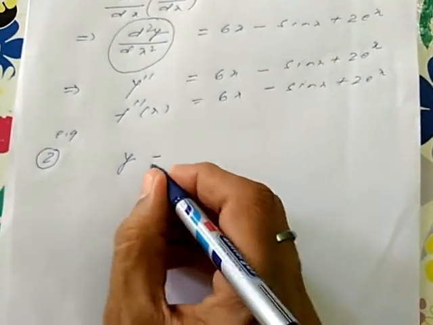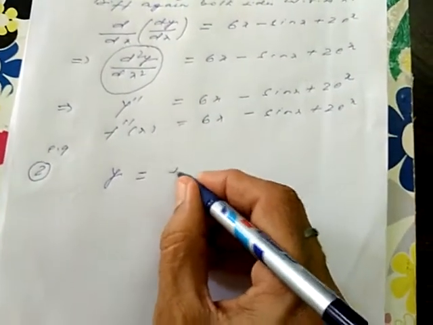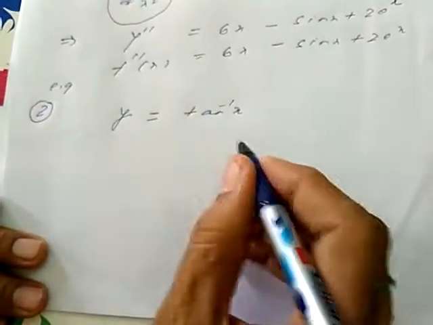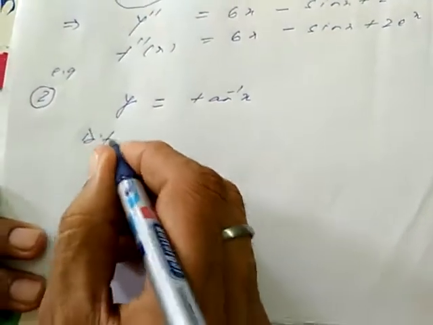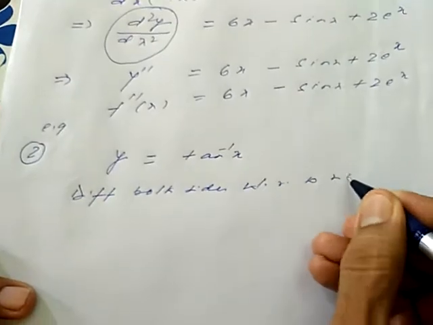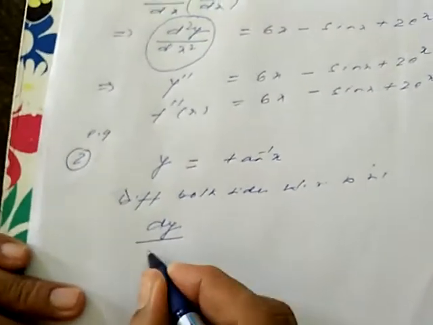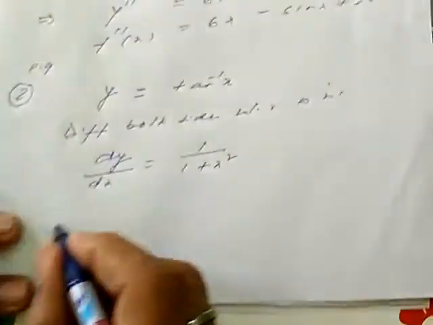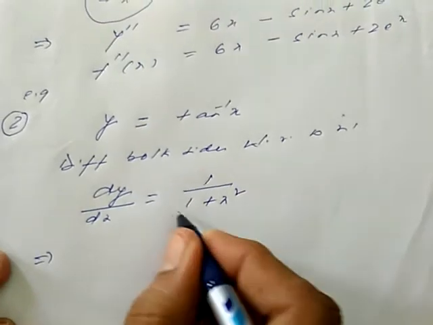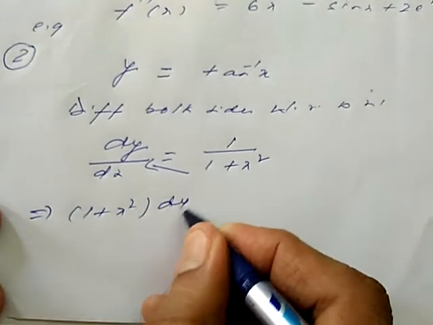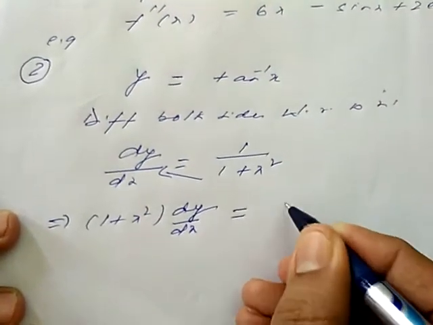Y is equal to, let us suppose, tan inverse of x. I will go for differentiating both sides with respect to x. What will happen? That will be dy by dx equal to 1 upon 1 plus x square. Further we will transform it by cross multiplying, so 1 plus x square times dy by dx is equal to 1.